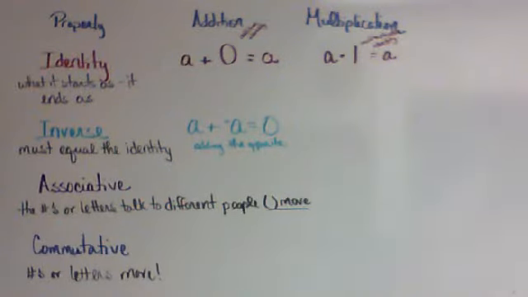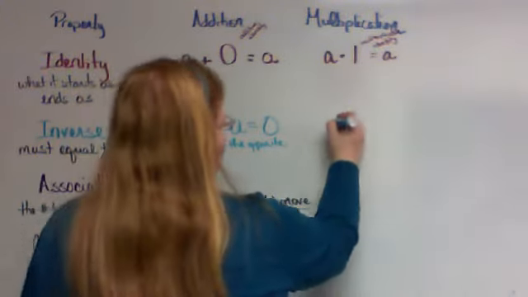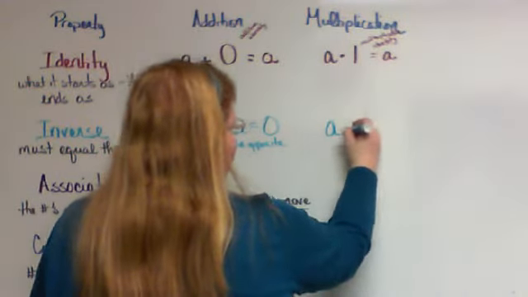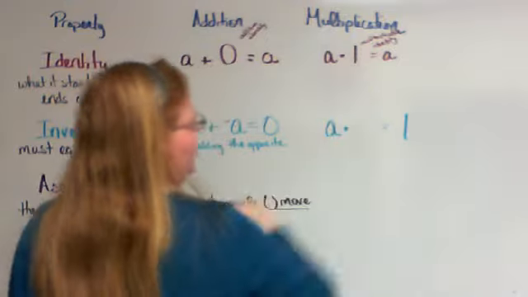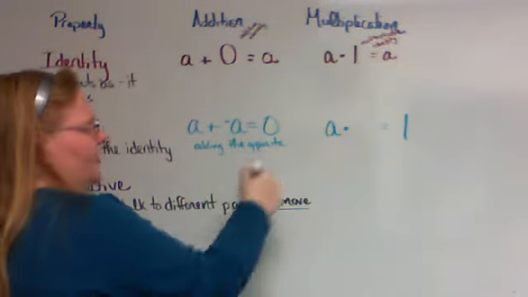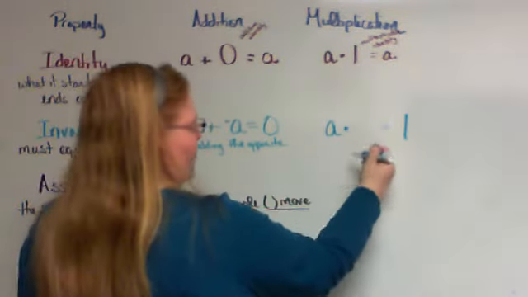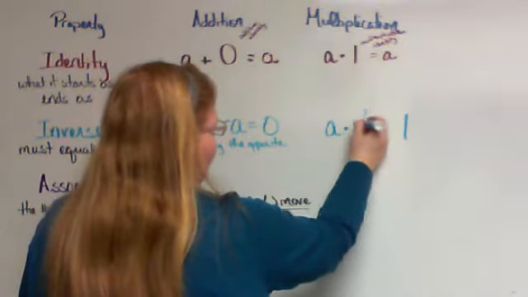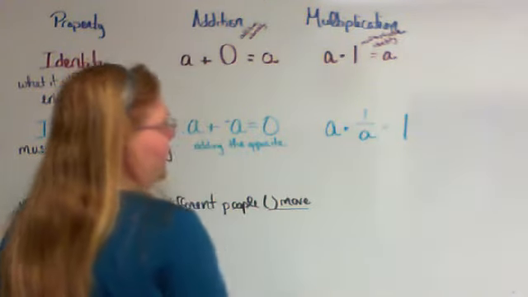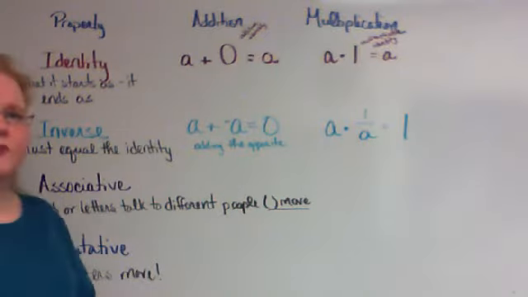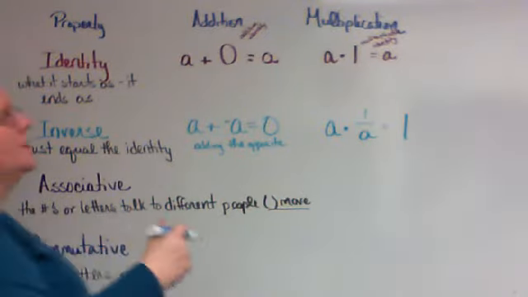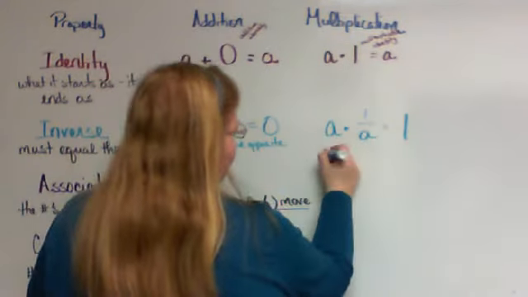For multiplication, it's different, because we're going to want to multiply this by something to end up with 1, because that's what our identity was. So what can we multiply by A to end up with 1? It's going to have to be a fraction to cancel out that A, so it's 1 over A. So A times 1 over A, or multiplied by our reciprocal, is what gives us a 1.